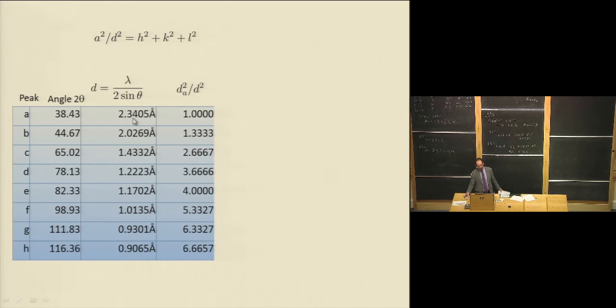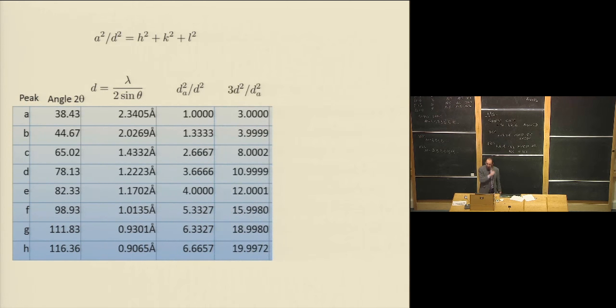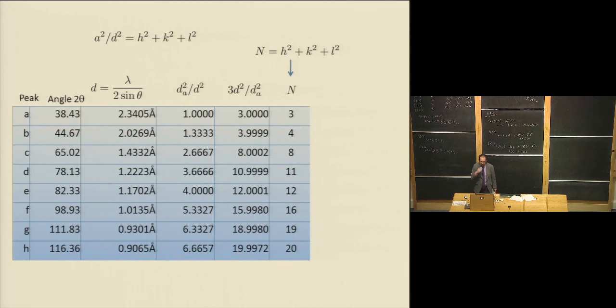2.3 squared over 2.3 squared is 1. But the second one, 2.3 squared over 2.02 squared, is 1.33, and so forth and so on. We get this in this table here. Those aren't integers, but they're pretty close to integers. If you multiply them by 3, you get a set of things that are really, really close to integers. And you'll see that that pattern is really 3, 4, 8, 11, 12, 16, 19, 20, which is the FCC series: 3, 4, 8, 11, 12, 16, 19, 20.